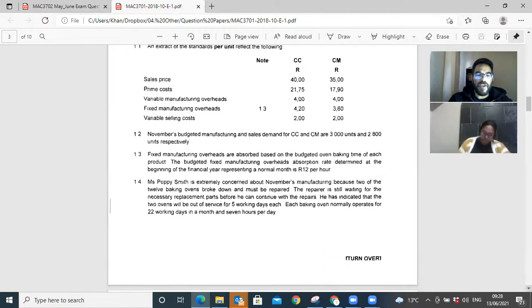Note 1.3. Fixed manufacturing overheads are absorbed based on the budgeted oven baking time of each product. The budgeted fixed manufacturing overhead absorption rate, determined at the beginning of the financial year, representing a normal month, is 12 Rand per hour. Just to give you some context, because this thing of fixed manufacturing overheads is very important. You need to know the two formulas so that, whatever is given, you'll be able to manipulate the formula to get what you want. In many cases, they're going to require you to manipulate the fixed manufacturing overheads formula.